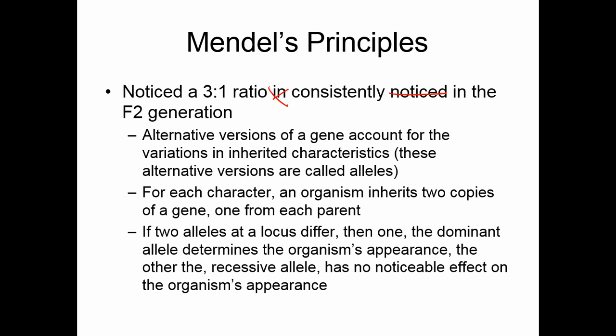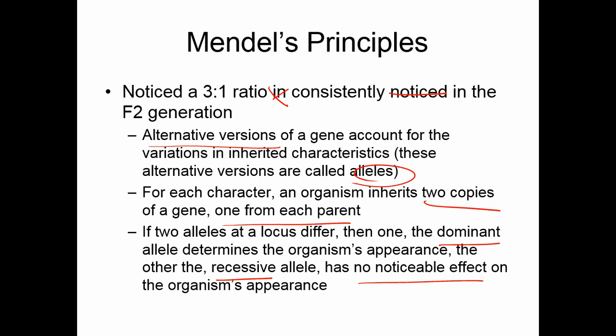He figured out that alternative versions of a gene account for these variations. We now call these alleles. For each character, an organism inherits two copies of a gene, one from each parent. If two alleles at a locus differ, then one, the dominant allele, determines the organism's appearance. The other, the recessive allele, has no noticeable effect on the organism's appearance.